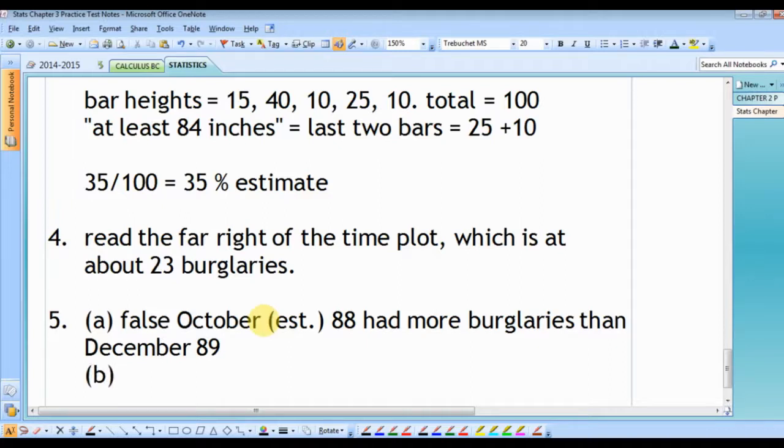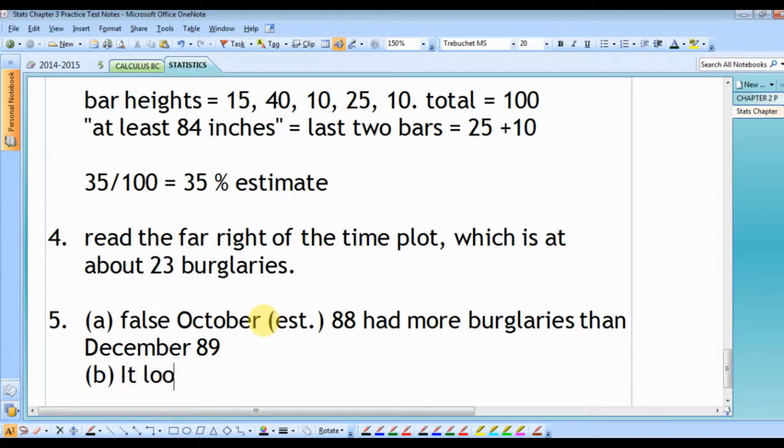The median number of burglaries in 1988 was a little over 25. So that would mean half of the burglaries are above 25 and half are below 25. No, more than half are above 20. Do you have to calculate the median? Not yet. Next chapter.